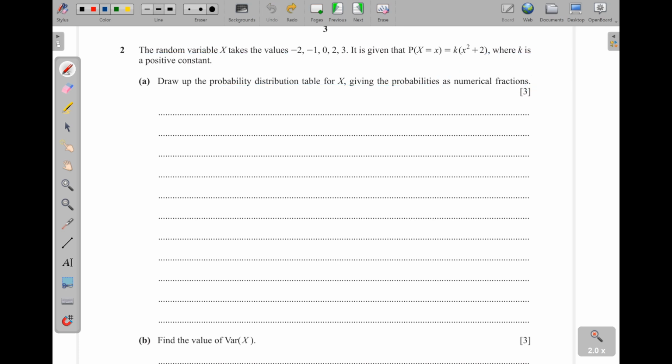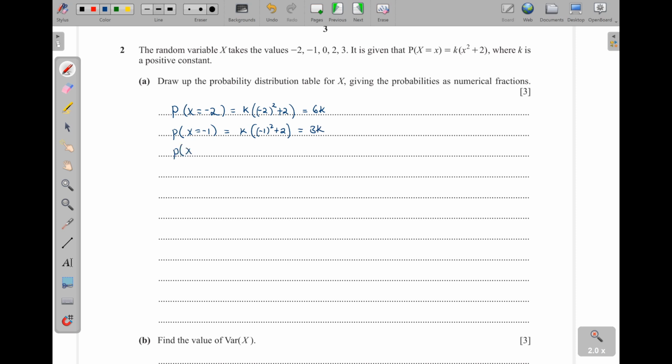Okay, now let's begin. If I'm finding the probability of x equal to -2, the expression is given here as a function. So I'm just going to substitute -2 here. You square it, then plus 2. -2 squared is 4, plus 2 is 6. Then we shall have 6k. Then the probability of x equal to -1. This one is going to be k times -1 squared, that is 1, then plus 2, that gives us 3, so we shall have 3k.